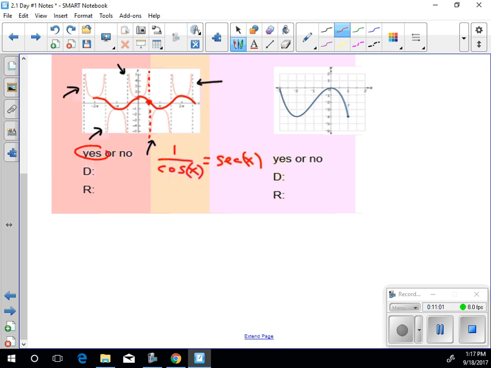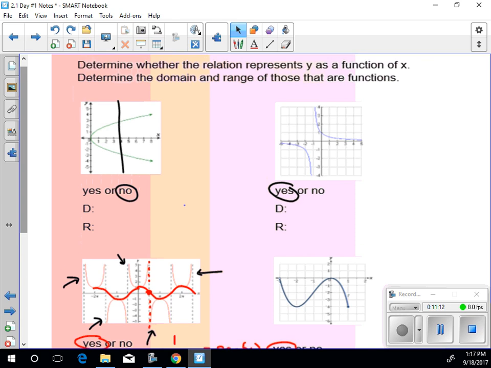Is it a function? Why, yes, it is. We'll come back to that in a minute. Function or not? Heck yes, it's a function, right? It passes the vertical line test. Let's go back and talk domain and range. Domain is all possible inputs.